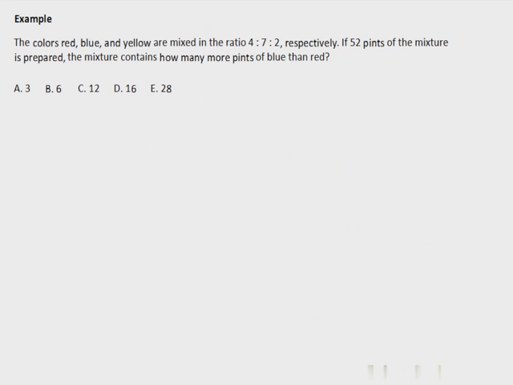Let's move on to a ratio of 3 quantities. Just as I compare 2 quantities in a ratio, I can compare 3 quantities. So here, red to blue to yellow is being compared. The colors red, blue and yellow are mixed in the ratio 4:7:2. So what does this mean? It means that I take 4 parts of red, 7 parts of blue and 2 parts of yellow and mix them. What's the total? So in this mixture, there is 7 plus 4, 11 plus 2, 13. There are 13 parts mixed.